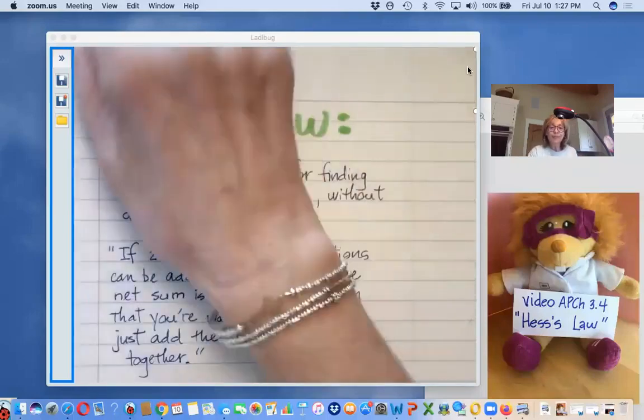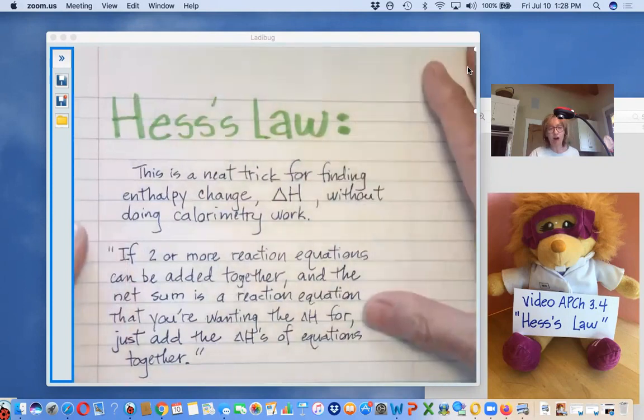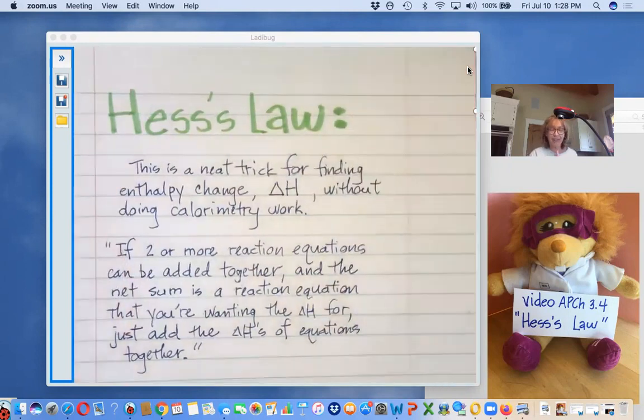Hey guys, so welcome to today's video on Hess's Law. Hess's Law is, I think, just so much fun. It's like a puzzle. It's this really neat trick that we have to determine the value of an enthalpy of reaction or an enthalpy of solution if you're not able to do the calorimetry work.